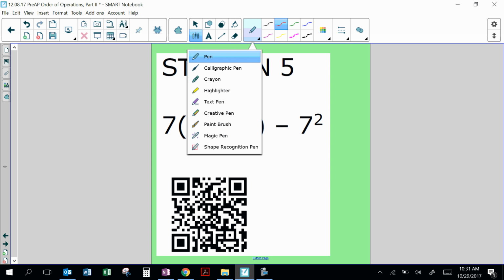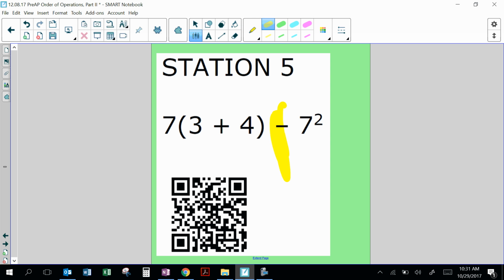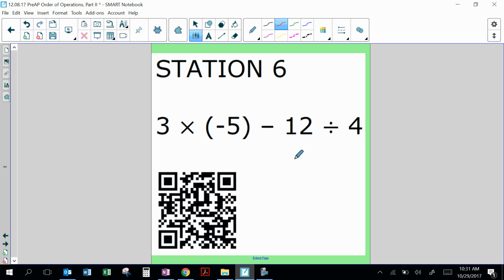Let's highlight any operators. It's right here. So again, I cannot highlight this because it's part of the grouping symbol. 7 groups of 7 is 49. 7 times 7 is 49. The answer is 0 again. Is there a pattern? Watch, this is 0.